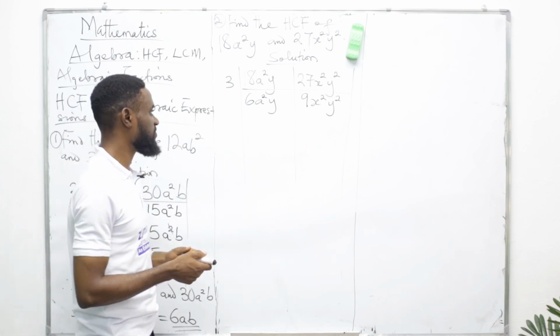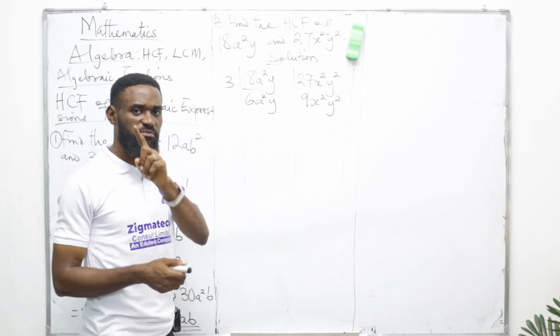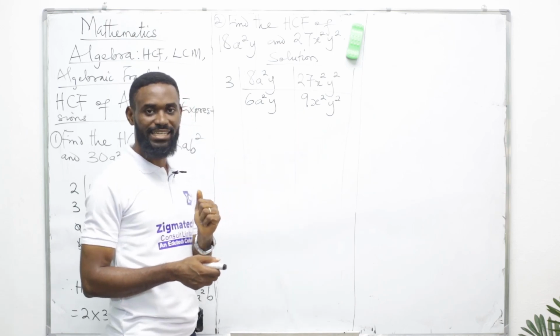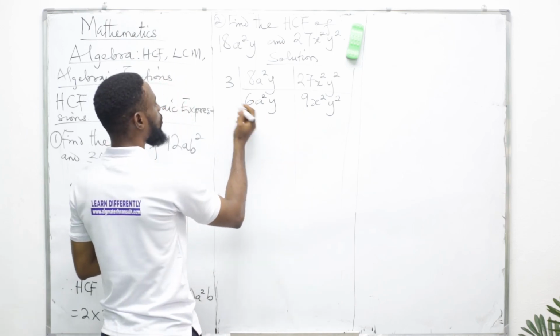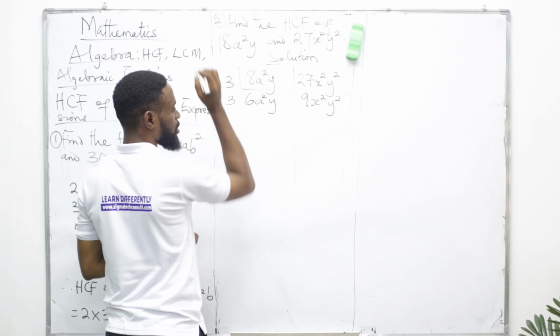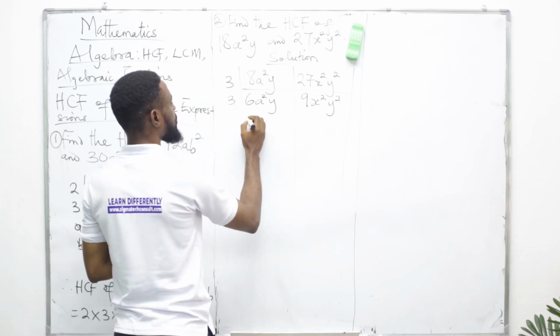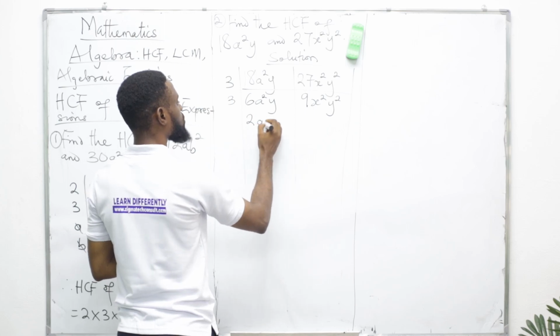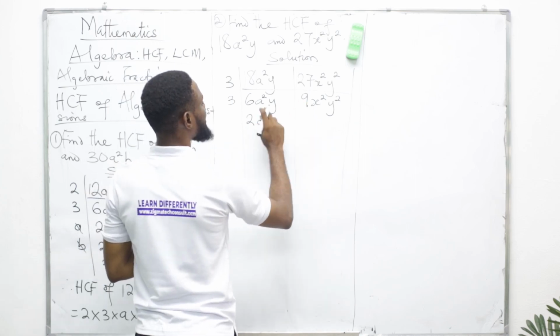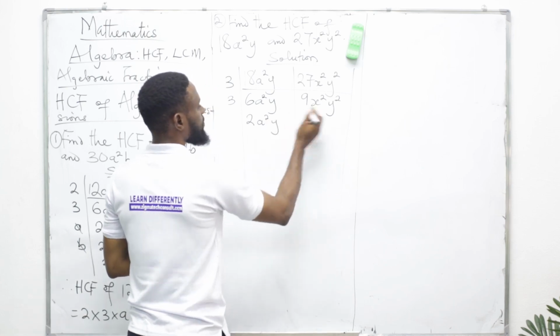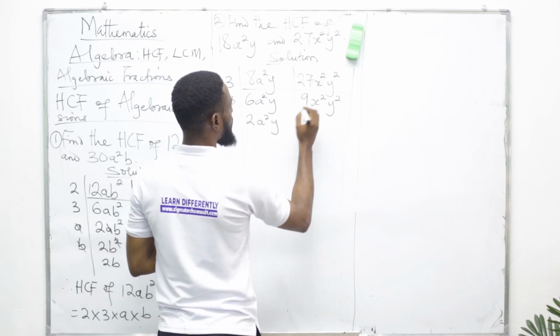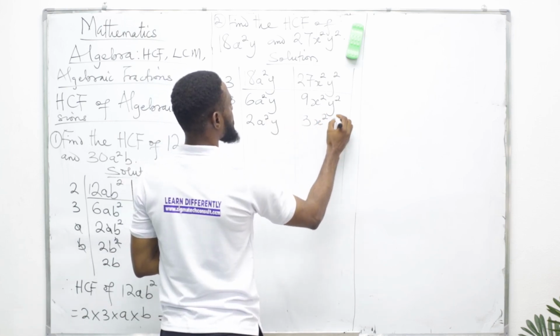Yes. 3 is a factor of 6, is also a factor of 9. Do you get that now? So we go with 3 also. 3 into 6 gives us 2, so this is 2a squared y. And 3 into 9 gives us 3, so this is 3x squared y squared.